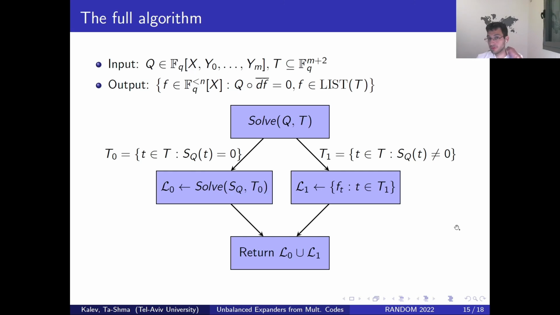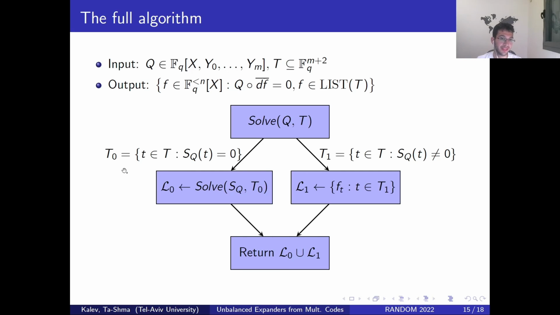So let's now look at the full algorithm. The input of the algorithm is Q, the differential equation, and the set T. And what we wish to do is to find all the solutions of the differential equation Q which are part of the list of T. The algorithm splits T into two sets, T1 and T0. T1 is all the elements on which the separand does not vanish, and from each of those elements we can reconstruct a unique element due to the uniqueness theorem. That's what we do, and we call those elements L1.